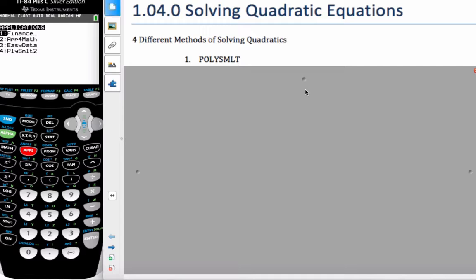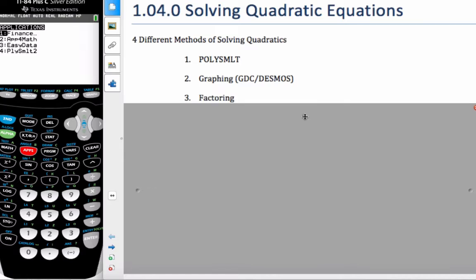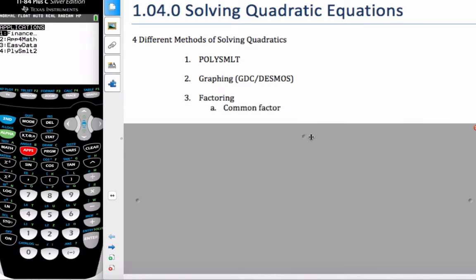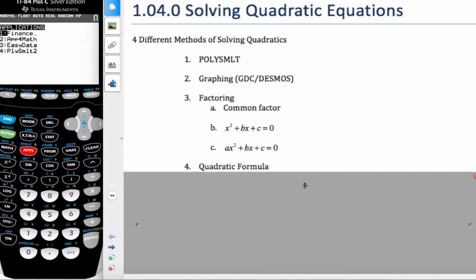We could also come along and graph it, and we can use our GDC, or we can use Desmos if we have our computers handy. And then algebraically, without our calculator, we have factoring, and there's 3 different types of factoring. We always start with a common factor, and then we consider if there's a 1 in front, and then if there's a number in front of the x squared, it has a different approach as well.